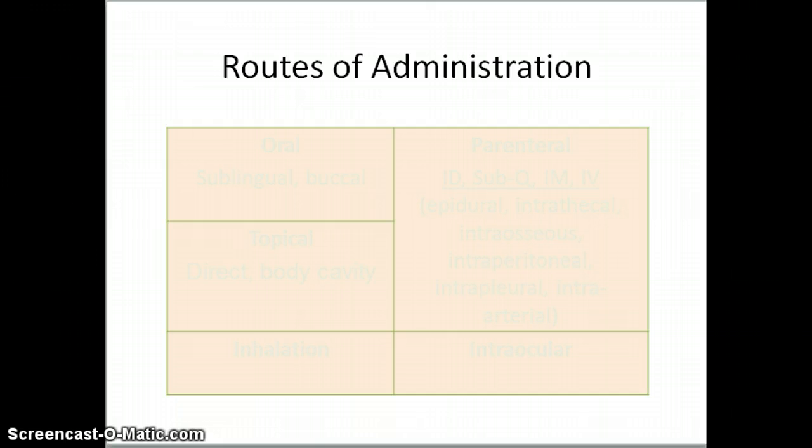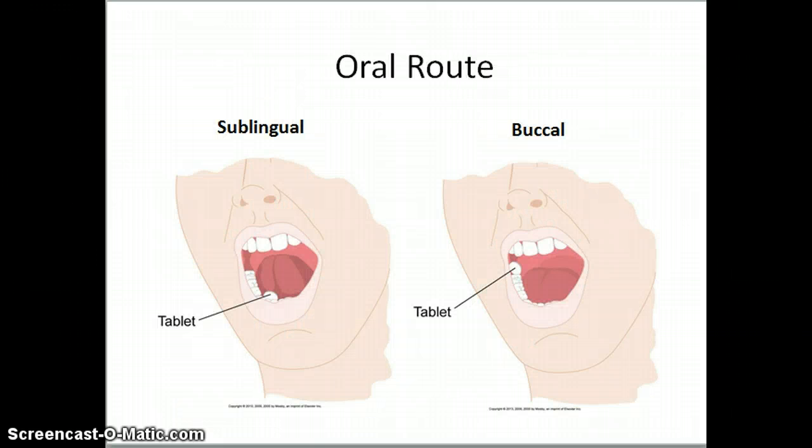So when we talk about all of the different routes, we look first of all at the oral route. We can either have a buccal or sublingual. Sublingual then is under the tongue. It's very vascular and has very quick effects. The most common medication that we give sublingual is the nitroglycerin when somebody's having a chest pain. Some medications are readily absorbed after being placed under the tongue.